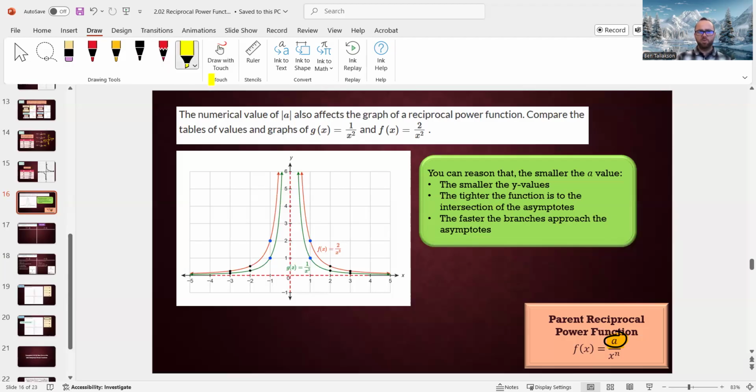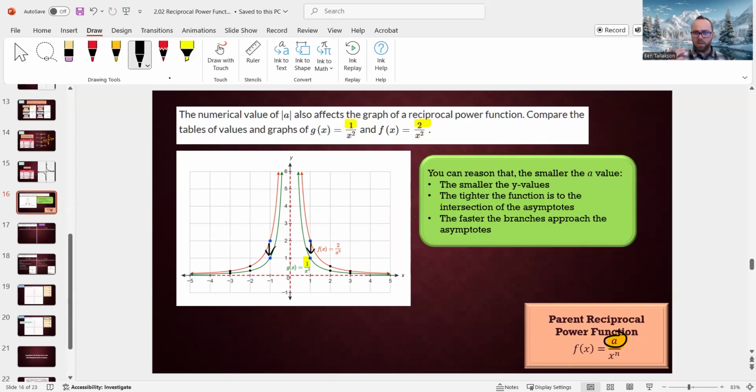So here, notice we have the same denominators, but there's something different. We have a 1 and a 2, okay? The green line has 1. Notice, the smaller the numerator, the closer this green line is to the asymptotes, right? And the smaller the y values are, right? This point was here, now it's down there. This point was here, now it's down there. That's true for all points, okay? And there's a few more reasons, so let's read about them, okay?